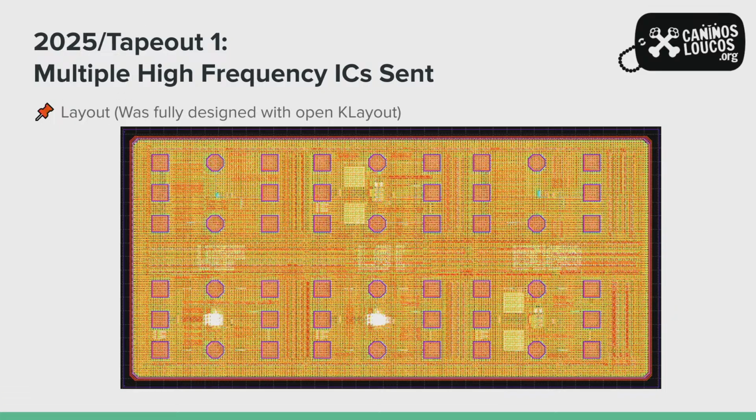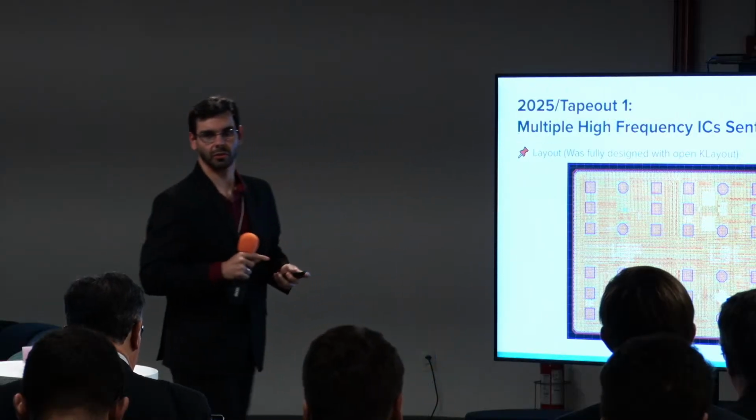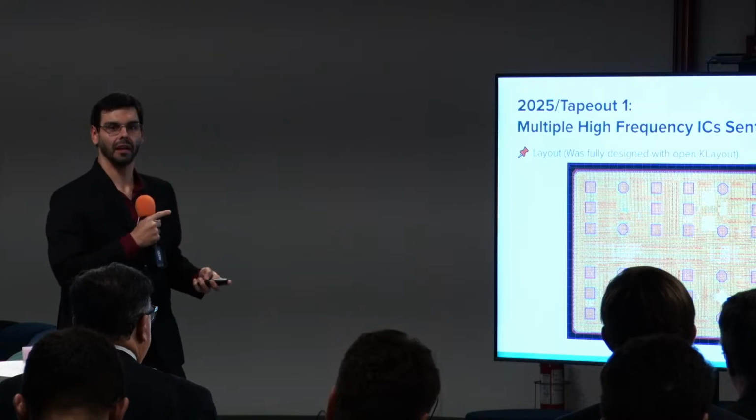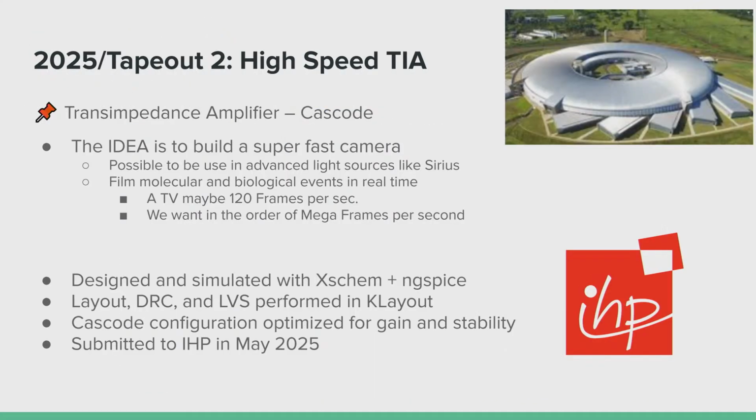You can see we fabricated 6 different chips and I'm just showing one. And this is a high frequency IC, so you can see the high frequency probes here and the polarization. So it's another difference, not a standard auto-routed pad ring, so this was a custom design.